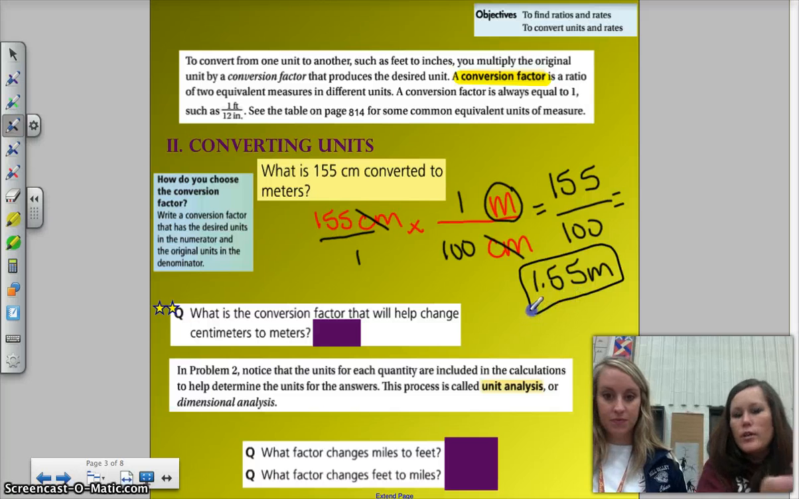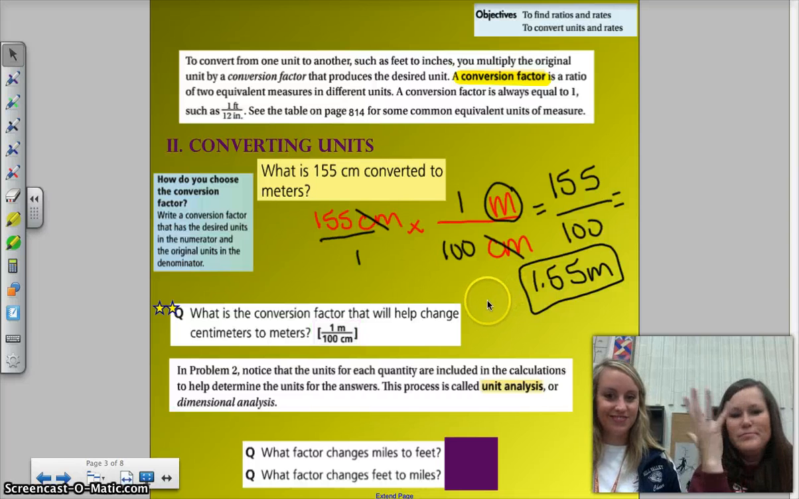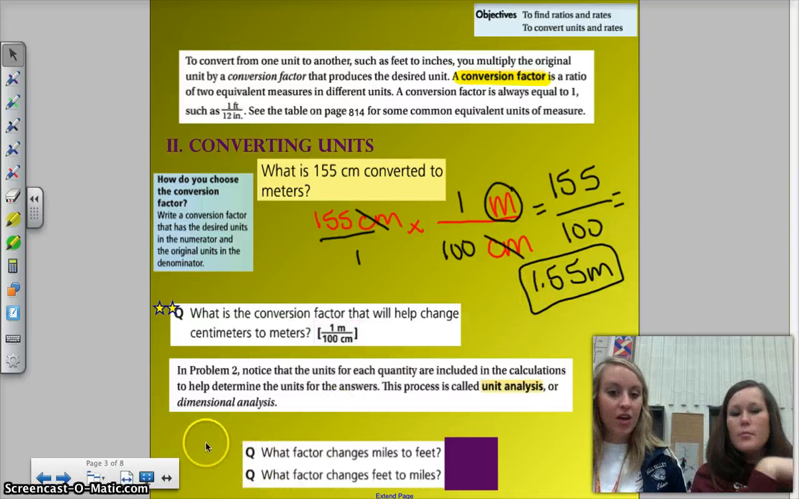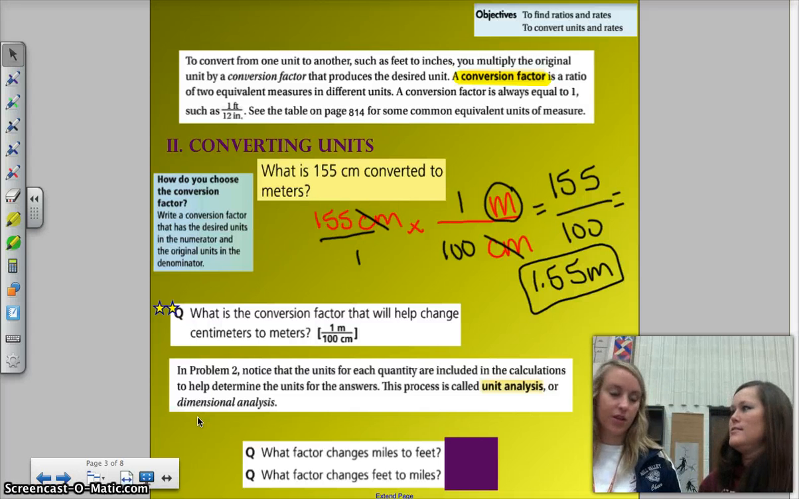So again, we could have uncovered our own question right there: what is the conversion factor that will help change centimeters to meters? Then in problem 2, notice that units for each quantity are included in the calculations to help determine the units for the answers. This process is called unit analysis or dimensional analysis. We're never going to reference that. It's just for you to know.